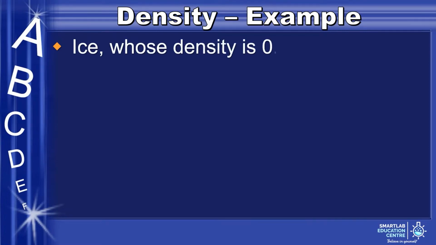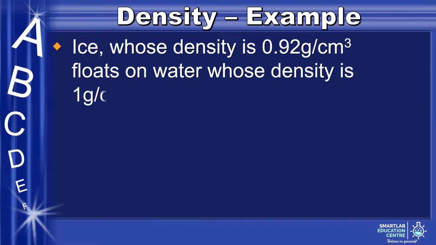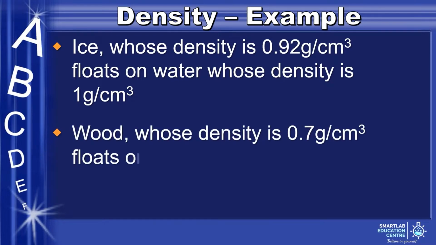Ice floats on water, because its density is less than water. Wood floats on water, because its density is less than water.